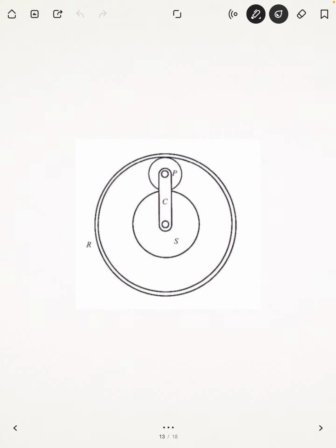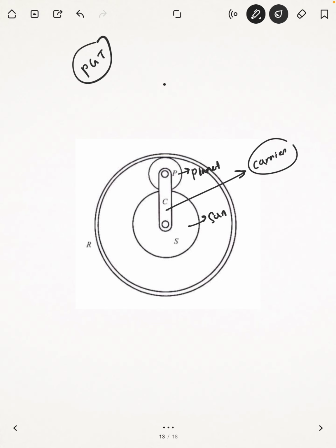Now we're going to move forward to the planetary gear train. In the planetary gear train, I think I have discussed during our first lecture on gears that we have one sun gear, and there will be more than one planet gear. These are called planet gears, and this is called the sun gear. The sun gear and the planet gears are connected by a carrier. This arm is called the carrier.